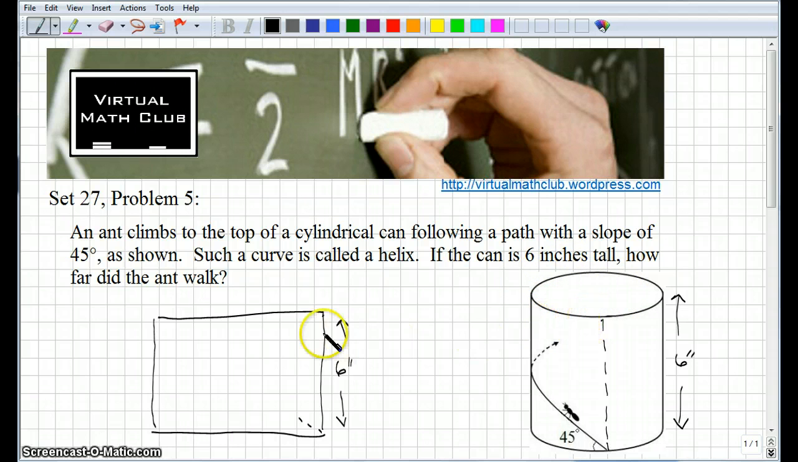Let's first take the case where the circumference is greater than or equal to 6 inches, because that's a little bit easier to see. If the circumference is greater than 6 inches, then the ant is going to walk up at a 45-degree angle. I'll try to draw this at a decent 45-degree angle.